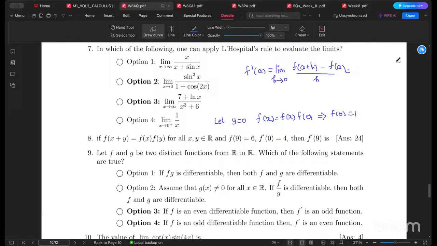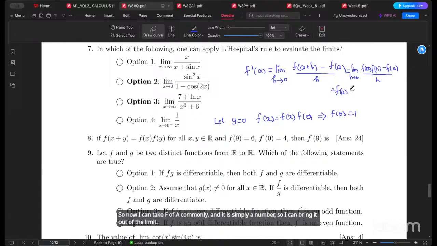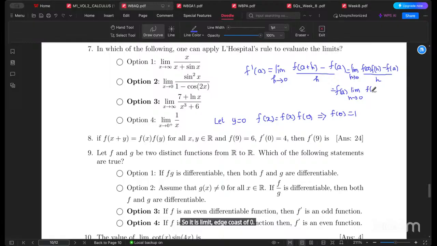Now for this particular problem, what will happen to f of a plus h? It is f of a into f of h. So I have the limit as h goes to 0 of f of a into f of h minus f of a by h. Now I can take f of a common, and it is simply a number, so I can bring it out of the limit. So it is f of a times the limit as h goes to 0 of f of h minus 1 by h. Now can someone identify what this part is?